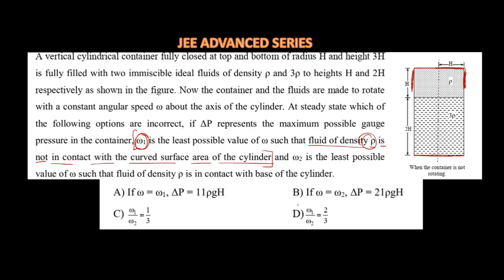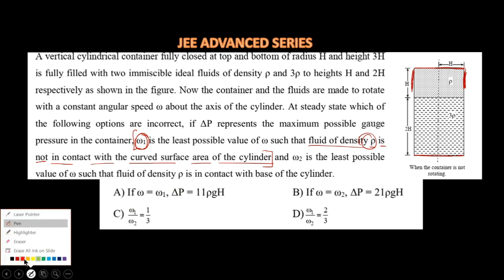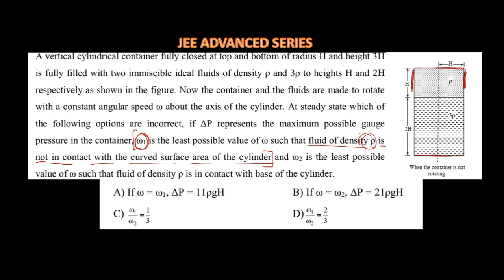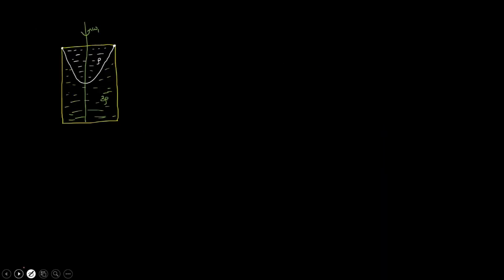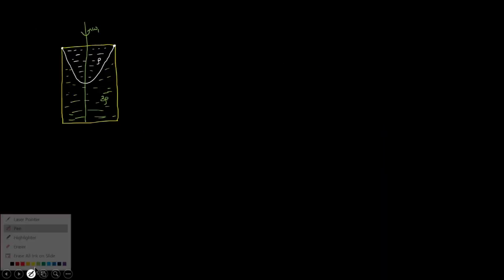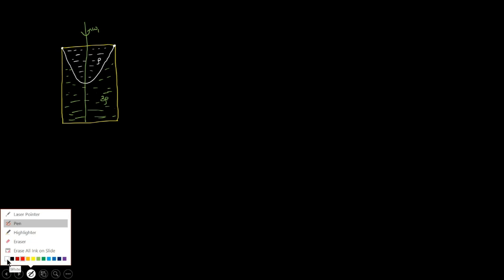Okay, first they are asking the omega 1 by omega 2 ratio. If omega is equal to omega 1, delta P, they are saying, is nothing but the maximum possible gauge pressure. So what is the gauge pressure? It is nothing but the pressure above the atmosphere. Okay, so above P naught. But actually there is a small problem in the question: the initial pressure of the system is not given. So let us take the initial pressure of the system at the highest point as P naught. Okay, so that is one assumption, or adjustment in the question, you can say. So that we have done. Please go through the question again if you don't understand anything.